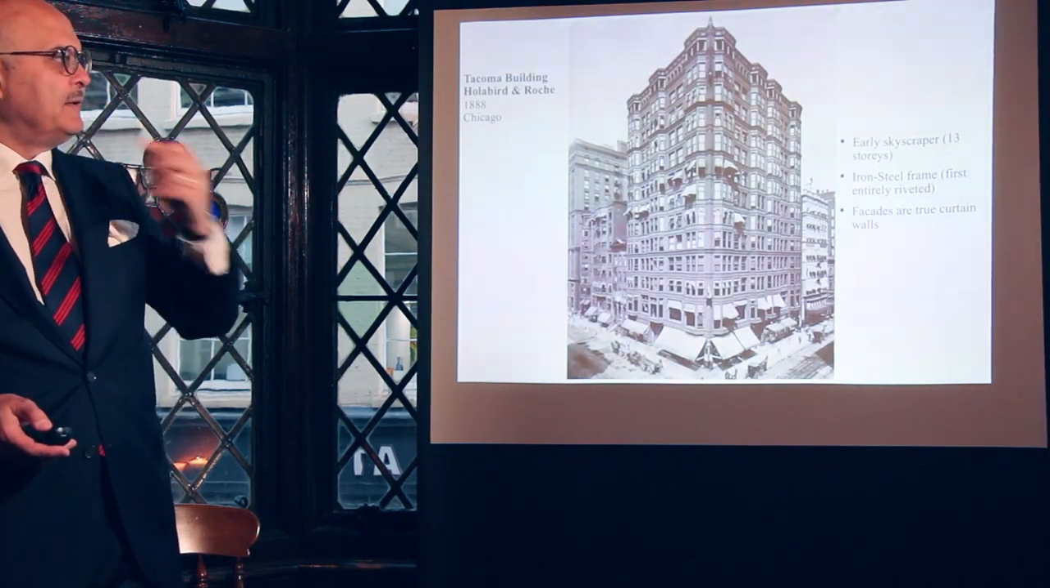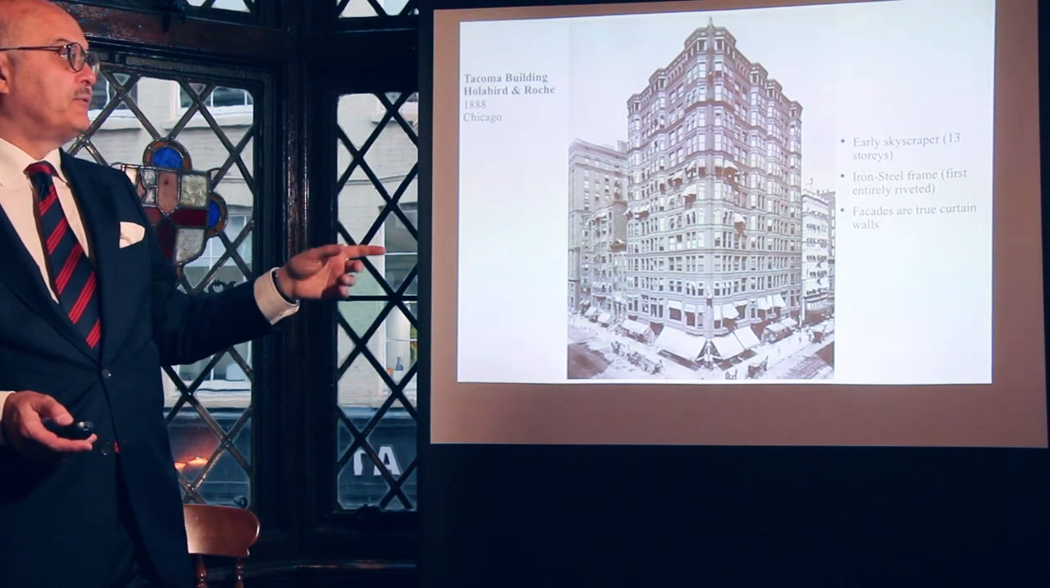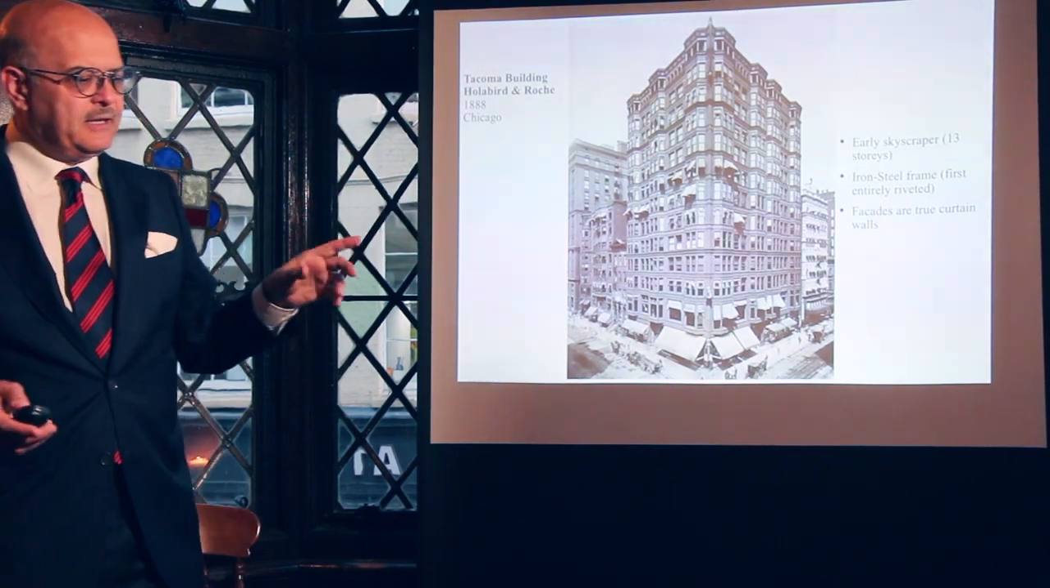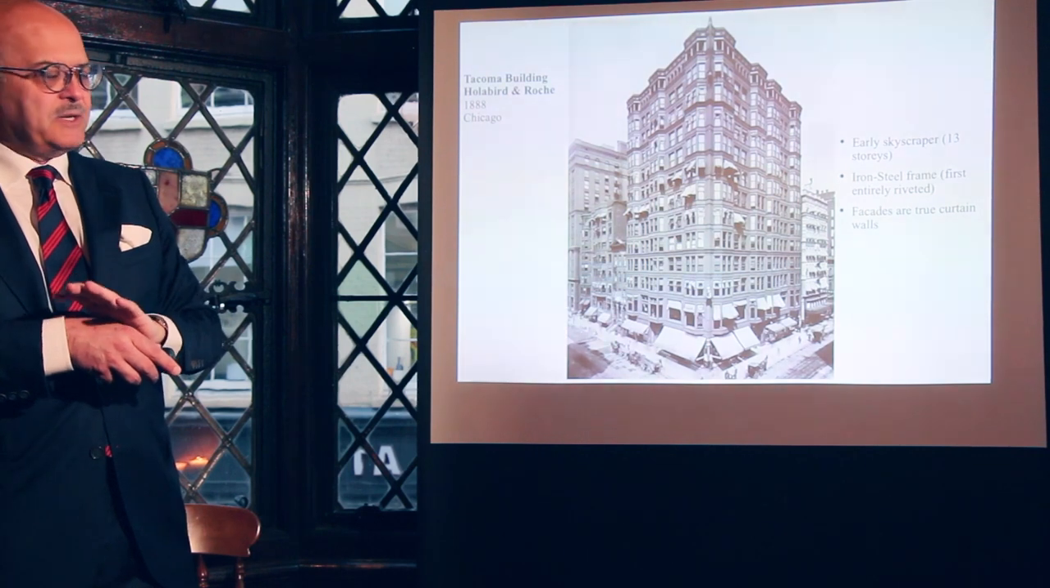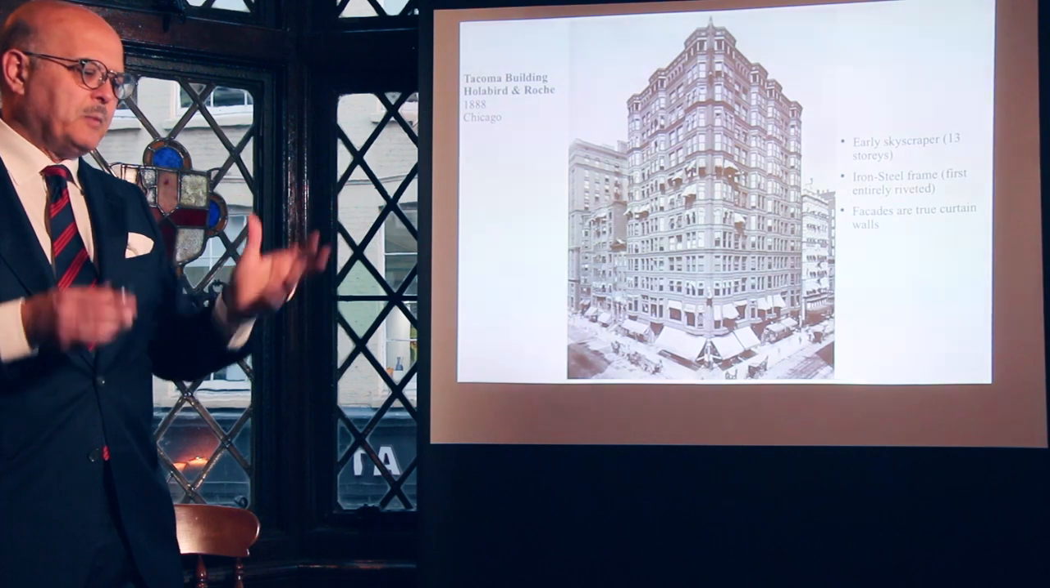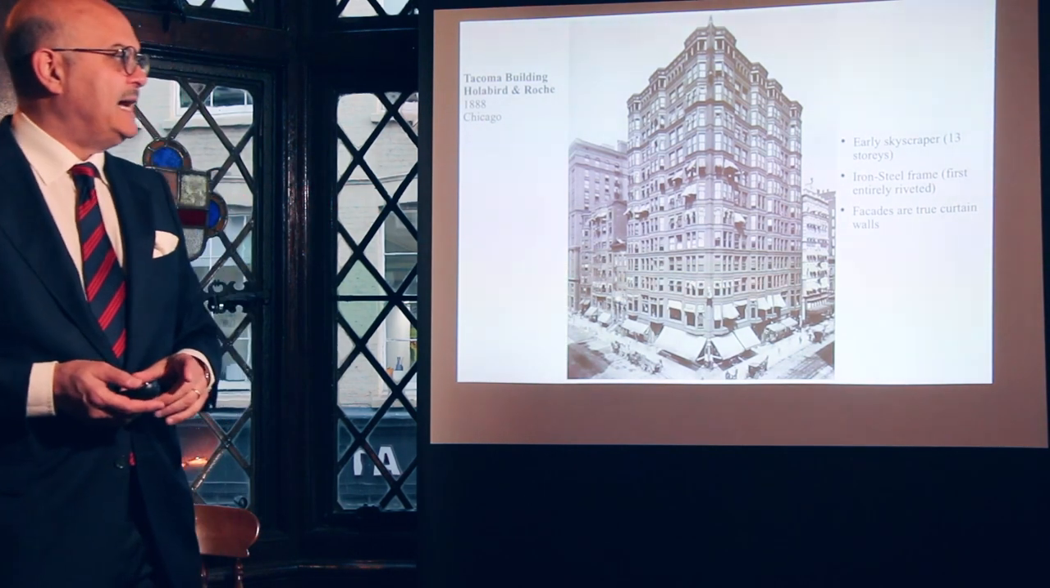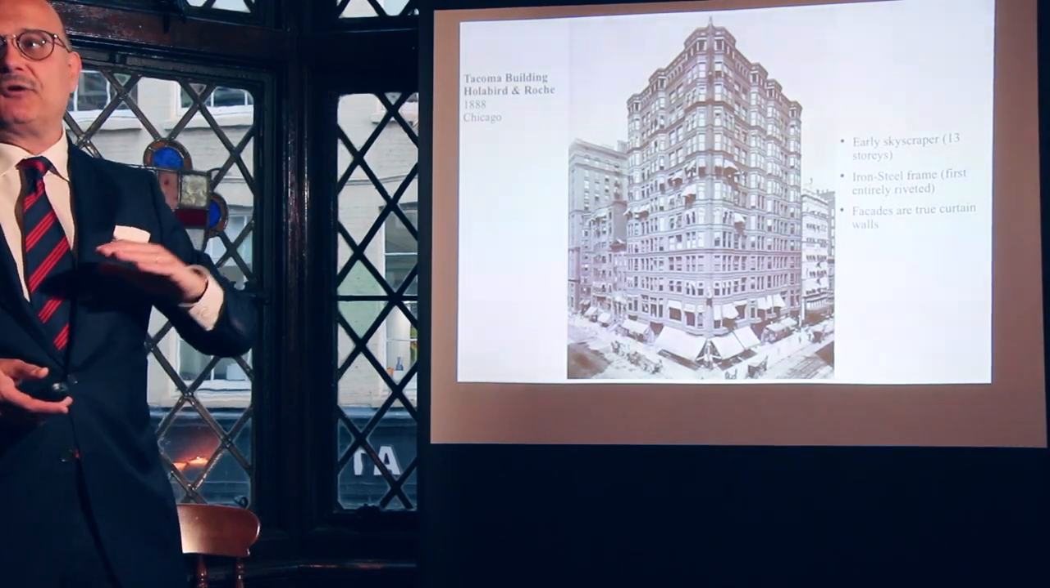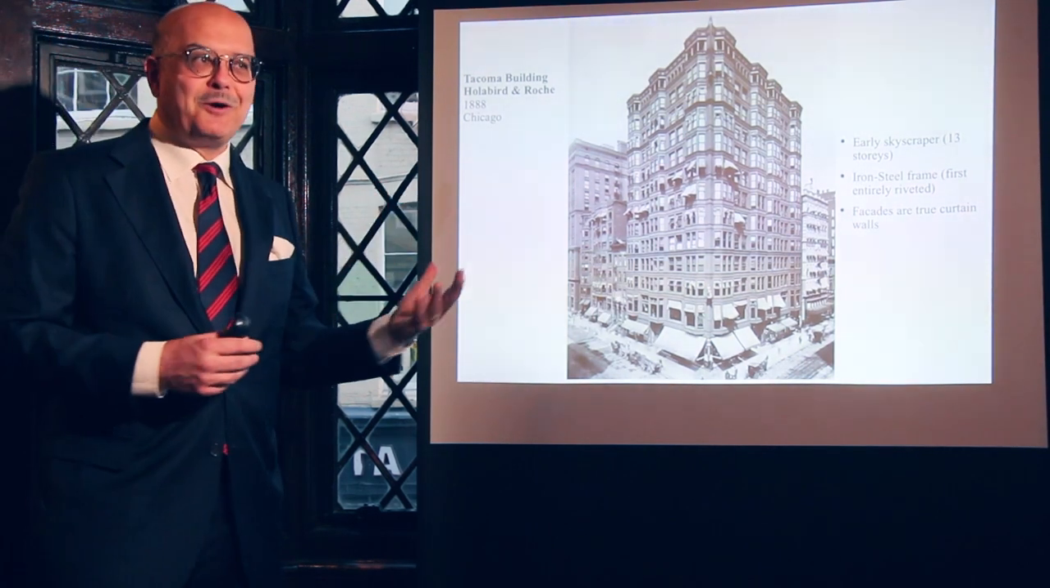Another important building, 13 stories, iron steel frame. This is the first one where all the steel elements and iron elements were riveted. Usually they just do some more complicated pouring and so forth. And this is the first building where the facade is a curtain wall, i.e. it's built like a modern office building.